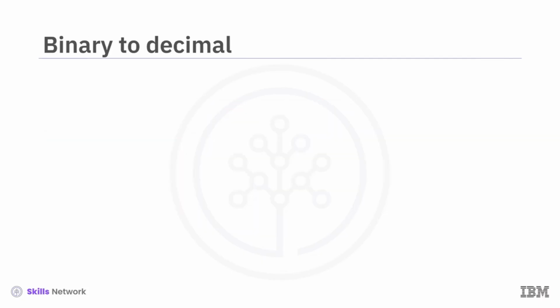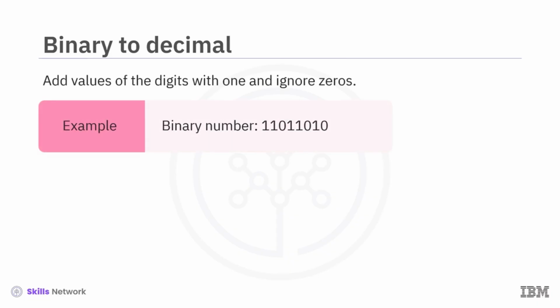Now, let us understand how to convert binary numbers to decimal. To convert from binary to decimal, you just need to add up all the values of the digits that contain 1 and ignore those that contain zeros.